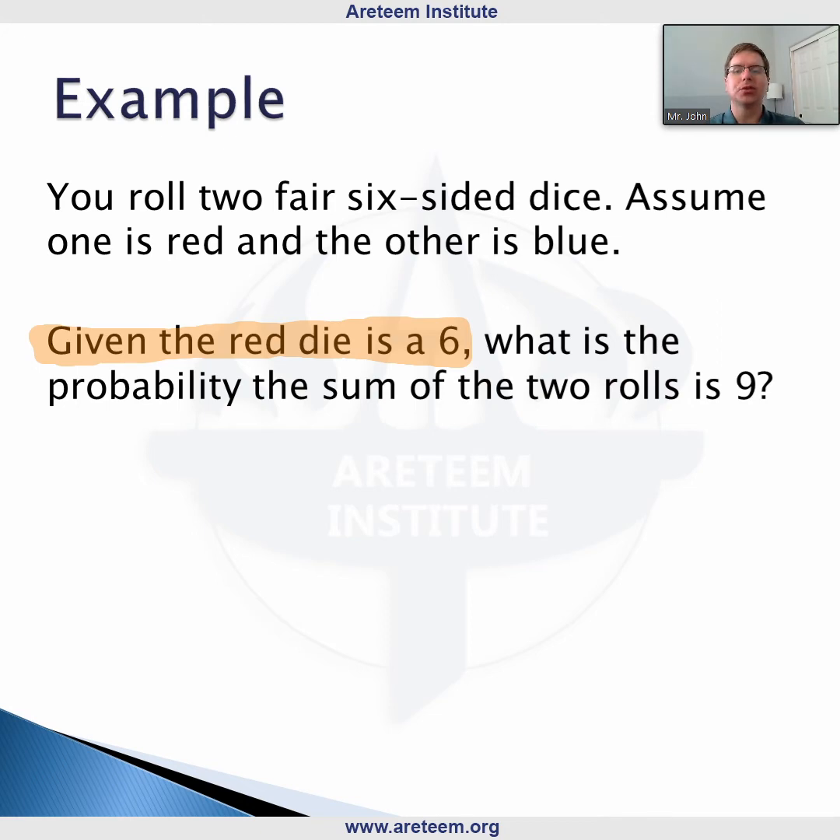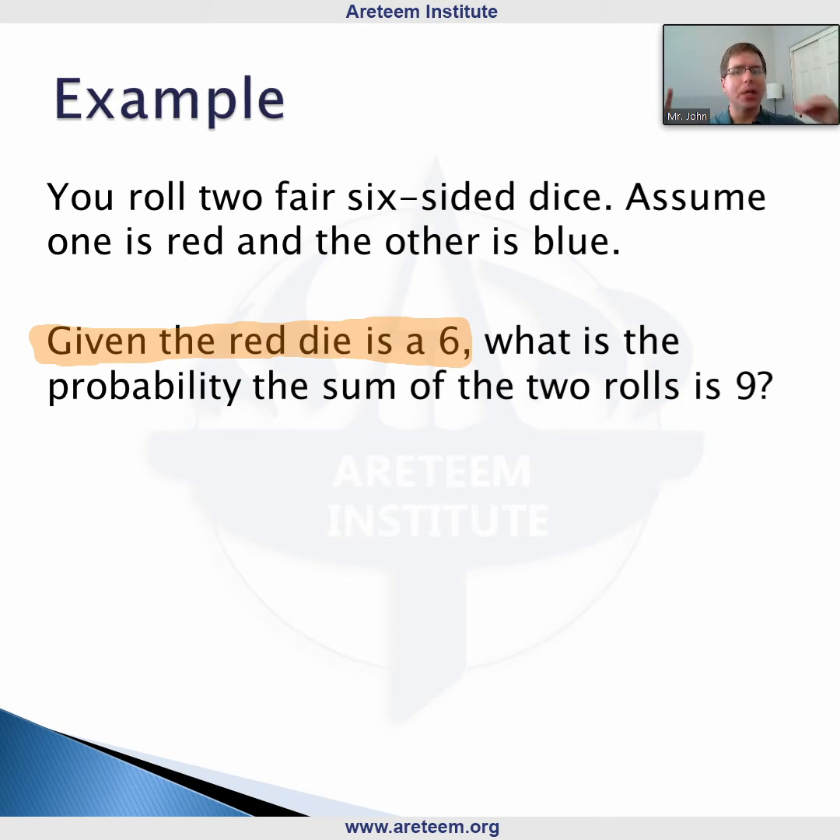What is the extra information we are given? We're given that the red die is a 6. So we know that the red die is a 6. And we again want to ask the probability that the two dice rolls add up to 9 in this case.